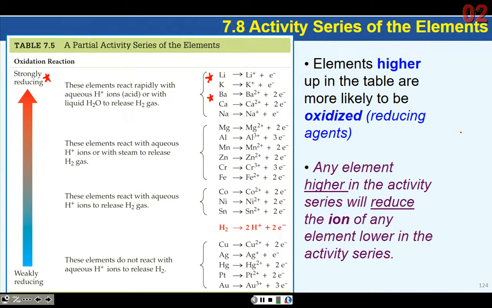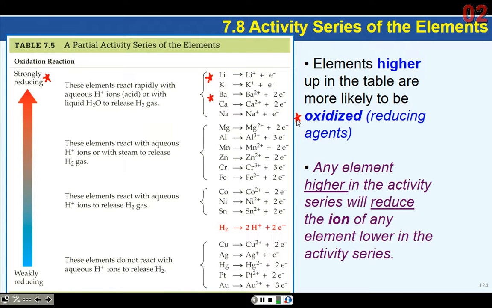And then, reacting rapidly with things to release and make hydrogen gas. Reducing agents cause reduction of other things that need to gain an electron, so they provide an electron for other things. They're higher up in the table, they are likely to be oxidized. Think carefully, they are reducing agents.